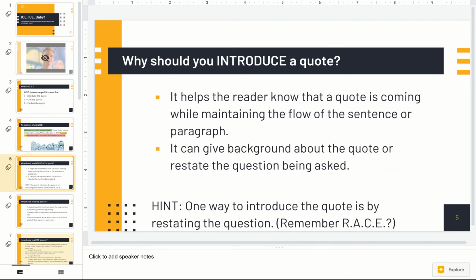So let's talk about why I want you to use I.C.E. Specifically, why should you introduce a quote, okay? If you can avoid it, never start a sentence with a quote. Introducing a quote helps the reader know that a quote is coming while maintaining the flow of the sentence or the paragraph, and it can also give background about the quote or restate the question being asked. Recently, you learned the RACE strategy for restating your answers or restating a question in your answer. That is a great way to introduce a quote, to restate the question.